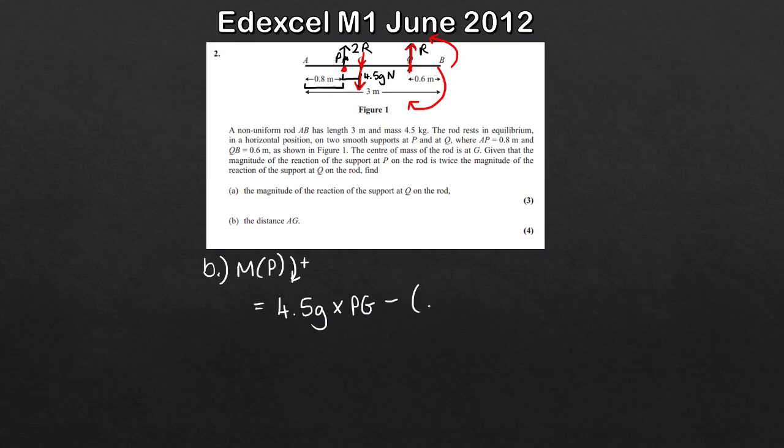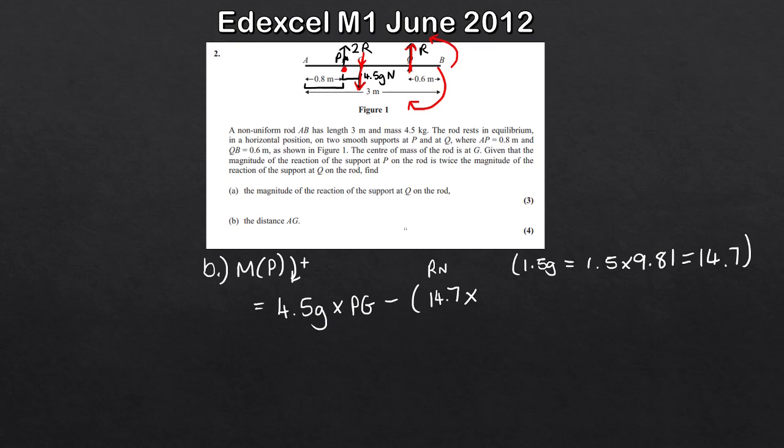So minus, bracket, 14.7, because this is the reaction here, that force. That comes from your part A again, which is 1.5 G. That's 1.5 times 9.81, which is where that 14.7 comes from, just so that's clear. So 14.7, and then we're going to times it by the perpendicular distance. So we're going from P to Q.